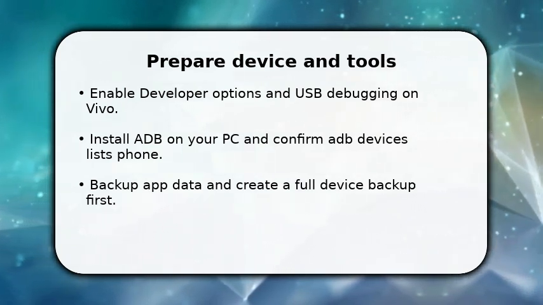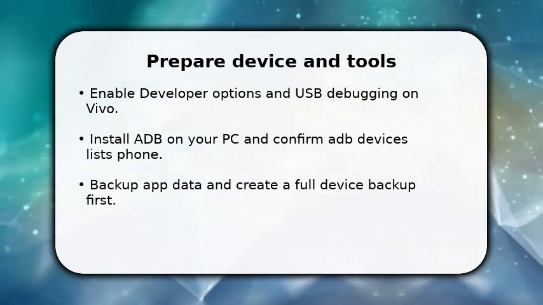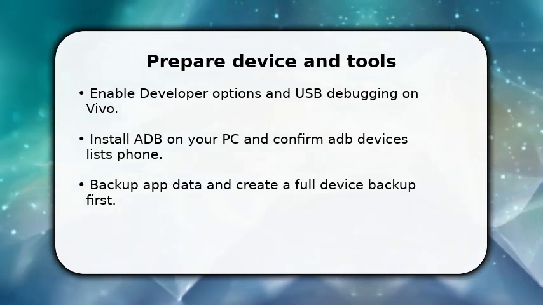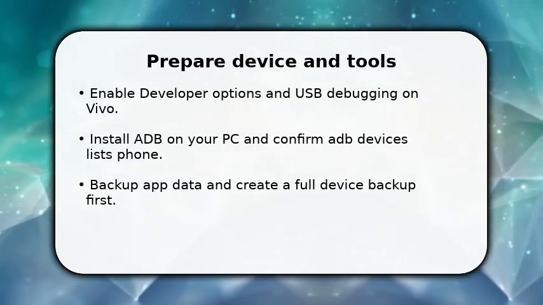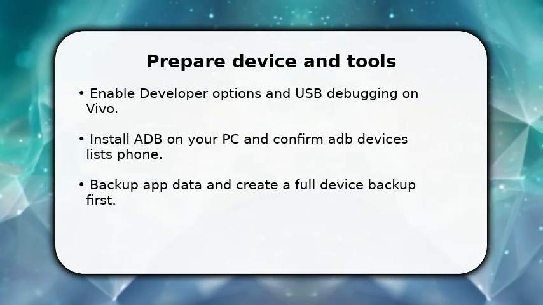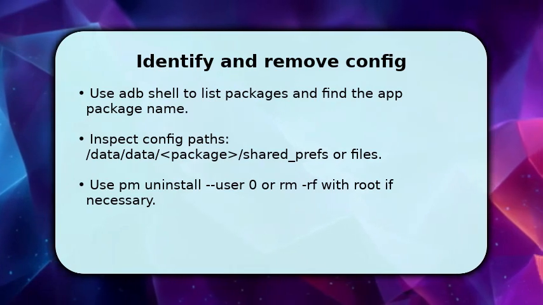Once done, back up the app or entire phone. Use Google Backup or an ADB backup, because deleting app config is irreversible. Make sure battery is above 50% and you have file transfers enabled so commands run without interruption or accidental issues. Now perform the middle steps carefully.